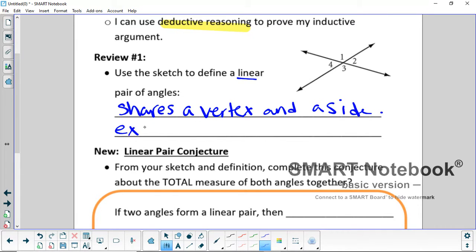Some examples would be angle 1 and angle 4. Here's angle 1, here is angle 4. Together, they share this vertex point, and they have this common side. When I connect the other two sides together, it forms a nice straight line, and it kind of looks like a half circle, like a protractor. Anytime you can make that protractor curve, highlighting the two angles, you can see that it does make that straight line. So that would be a linear pair. Now remember, a linear pair is also supplementary, so the two angles together add up to 180 as well.